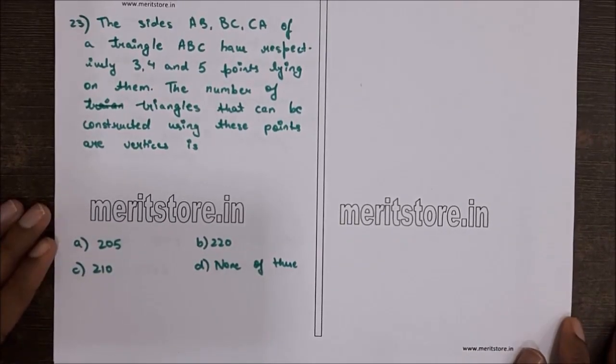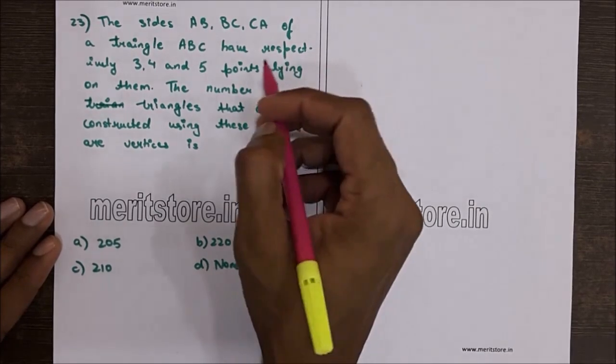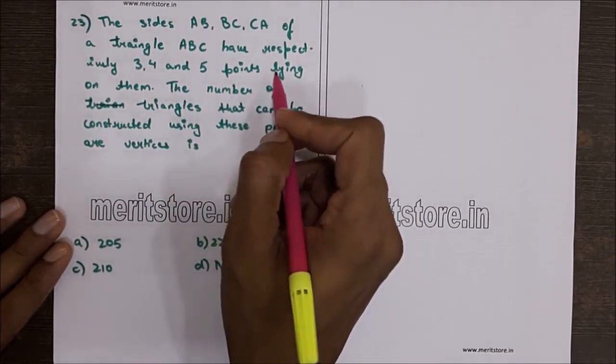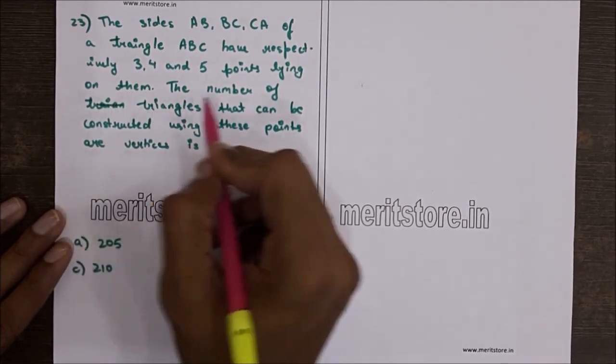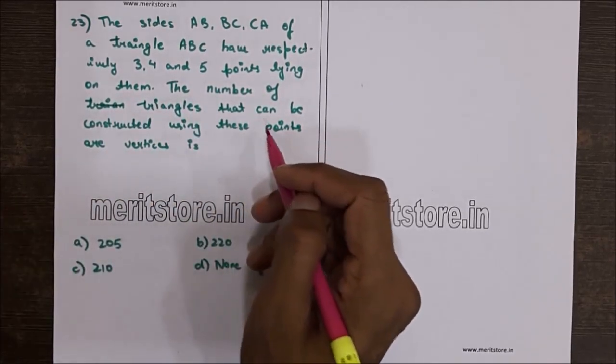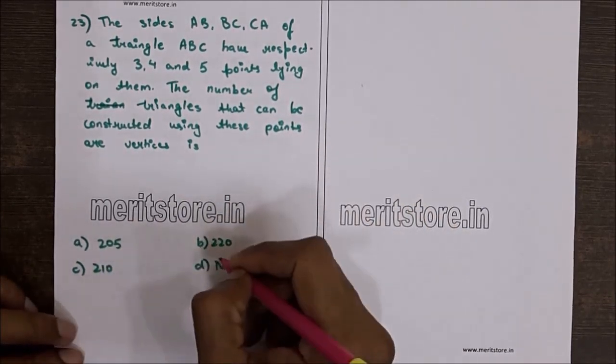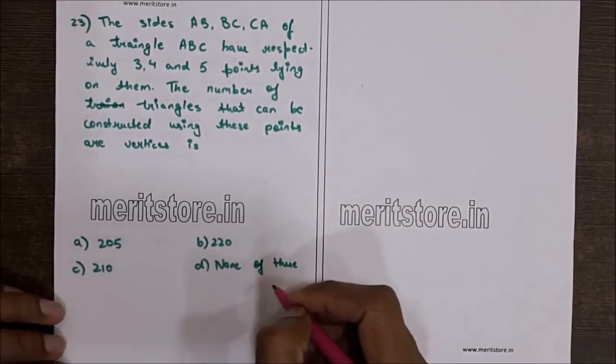Question 23. The sides AB, BC, CA of a triangle ABC have respectively 3, 4 and 5 points lying on them. The number of triangles that can be constructed using these points as vertices is? We have 4 options: A 205, B 220, C 210, D none of these.